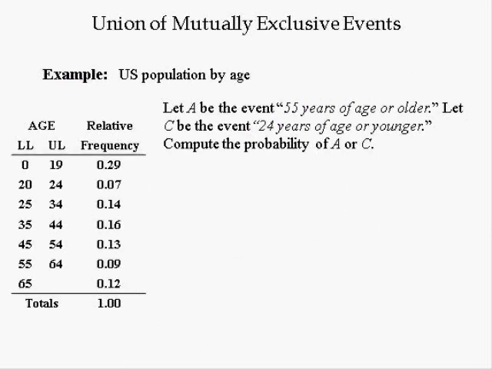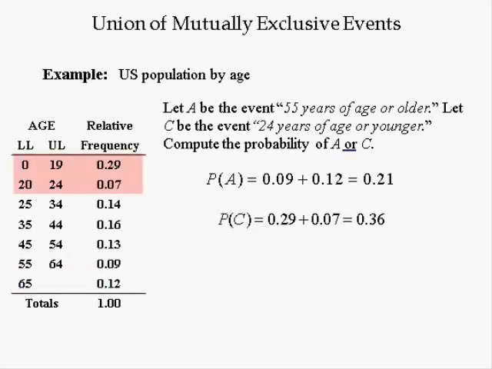Let A be the event 55 years of age or older. Let C be the event 24 years of age or younger. Compute the probability of A or C. The blue box identifies the sample points in A and their probabilities. The probability of A is the sum of its sample point probabilities, which is 0.21. The pinkish box identifies the sample points in C and their probabilities. The probability of C is the sum of its sample point probabilities, which is 0.36.